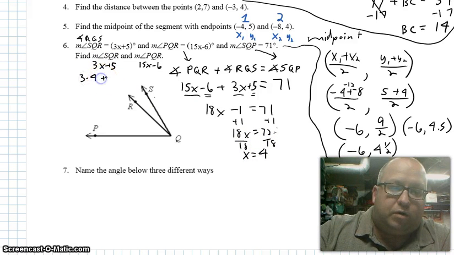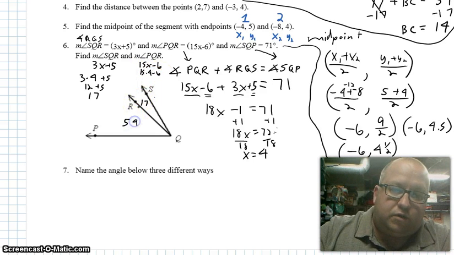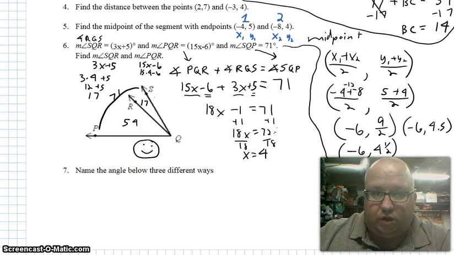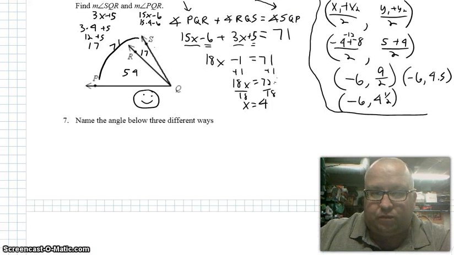3 times 4 plus 5. 12 plus 5, 17. That's this one right here, 17. 15 times 4 minus 6. 15 times 4 is 60. Minus 6 is 54. Do those two things add up to, what did it say, 71? Let's see, 54 plus 7 is 61, plus 10 is 71. All right, looks good, and I didn't stop too soon when x equals 4.